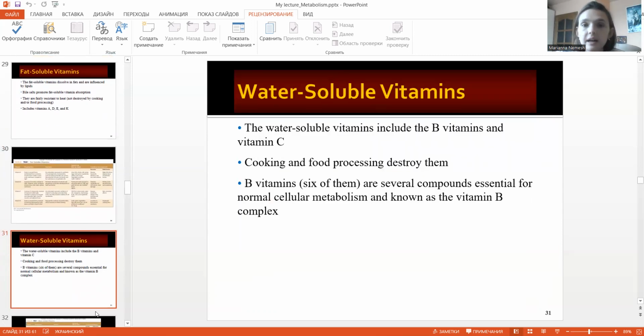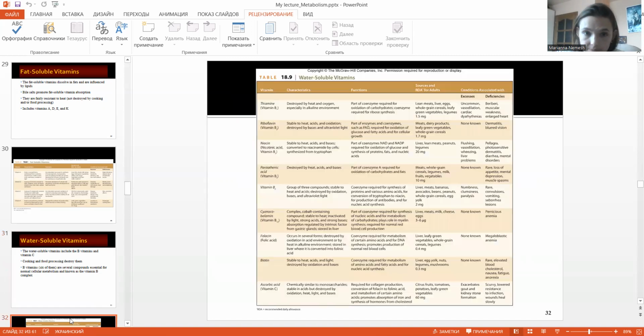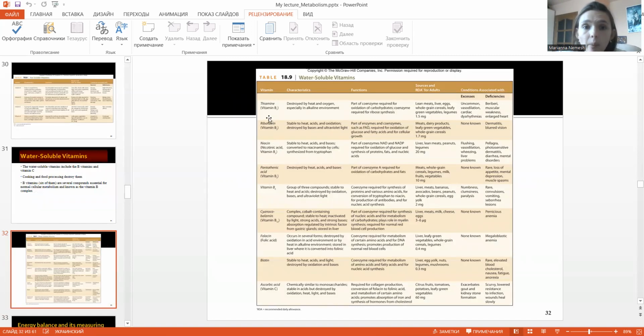Water-soluble vitamins include vitamin B and vitamin C. During cooking and food processing, they could be destroyed. The B vitamins, six of them, are several compounds essential for normal cell metabolism and are known as the vitamin B complex. For instance, vitamin B1 is a part of a coenzyme required for oxidation of carbohydrates. Vitamin B6 is a coenzyme required for synthesis of proteins and different kinds of amino acids.